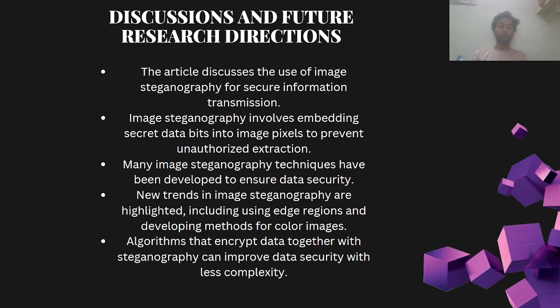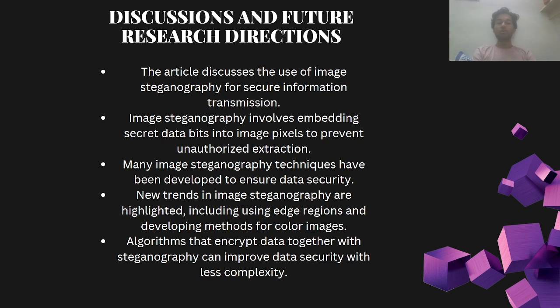Now I want to point out some points here. So the first point is using smooth regions for hiding data creates more distortion in an image and thus raises suspicion of the presence of hidden data. Hiding data in the edge region not only provides good image quality but also increases the embedding capacity of an image. Therefore, edge-based image steganography techniques could be used to increase the hiding space and visual quality of an image.